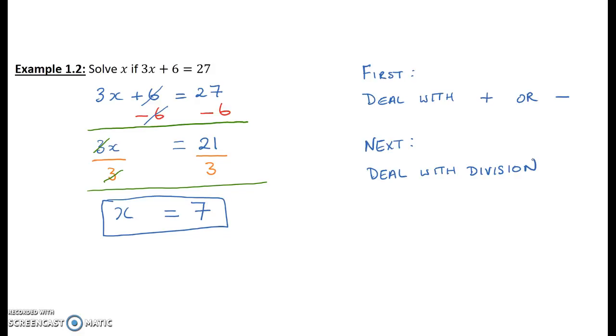Okay, we're going to go back now and try a few more questions using this method. Okay, hopefully you understand that. It is review.